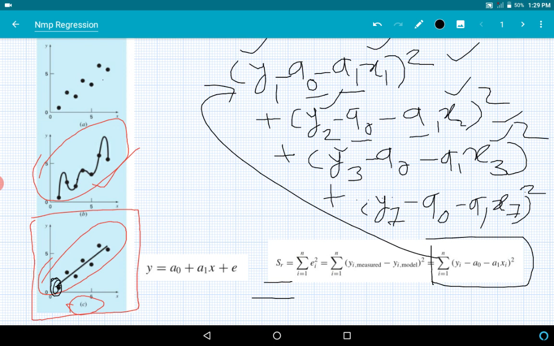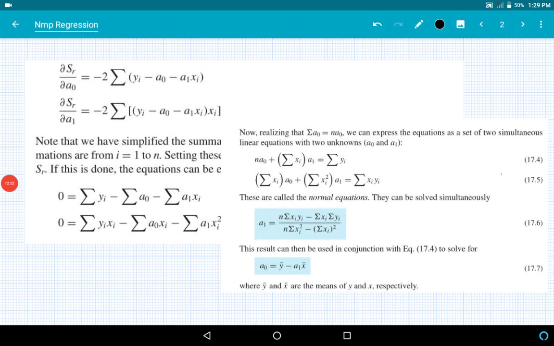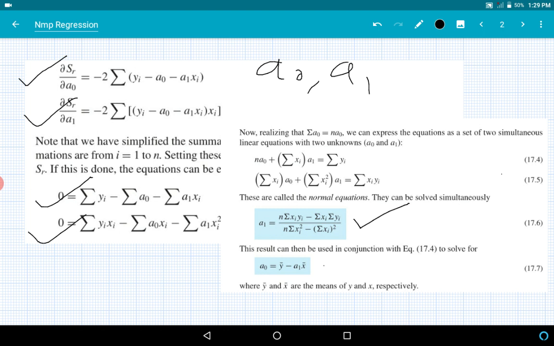So how do we minimize this? To minimize the residual sum of squares with respect to a0 and a1, our aim is to find the values of a0 and a1 which will minimize the sum of squares. For that we can use standard mathematics: partially differentiate the equation first with respect to a0, then with respect to a1, and set each to 0. After solving this we get the expressions for a1 and a0.